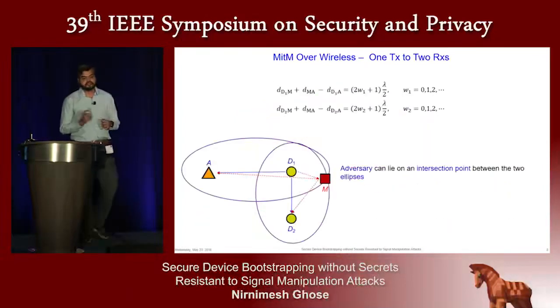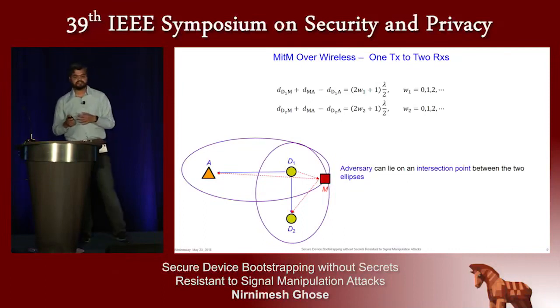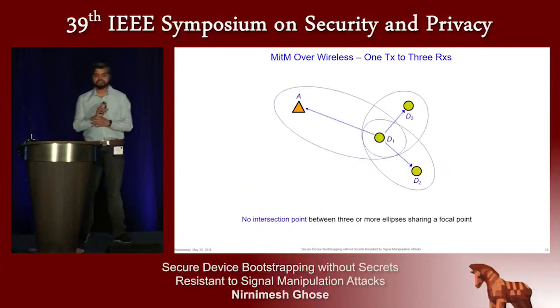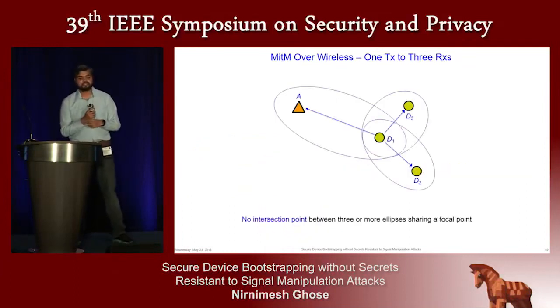Now, extending this to two receivers, here the adversary will be placed at the intersection point of both ellipses, such that the adversary is able to simultaneously perform signal cancellation at both the receivers. In this example, D1 is transmitting a signal which is received by D2 and A, and the adversary can perform the cancellation. Now we extend this to a three receiver scenario.